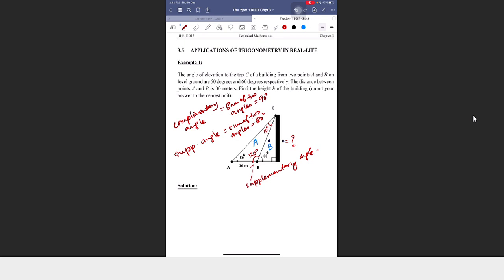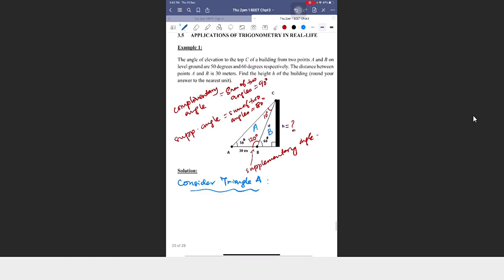Then you can actually use your law of sine to find D. Of course, you have to write some steps for the solution. So if I were to write some steps, maybe I need to write first: consider triangle A. Triangle A first. All right, so let's consider triangle A.